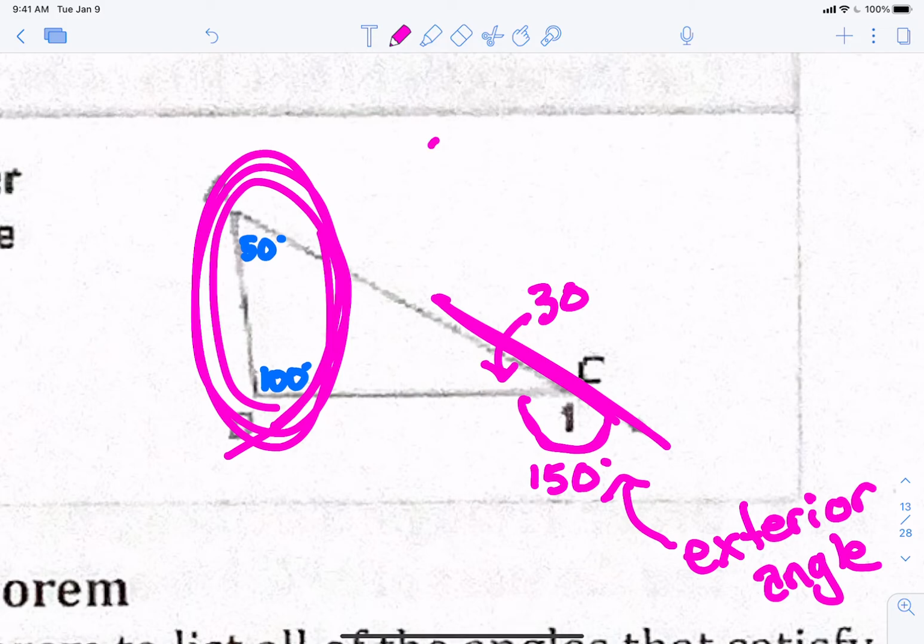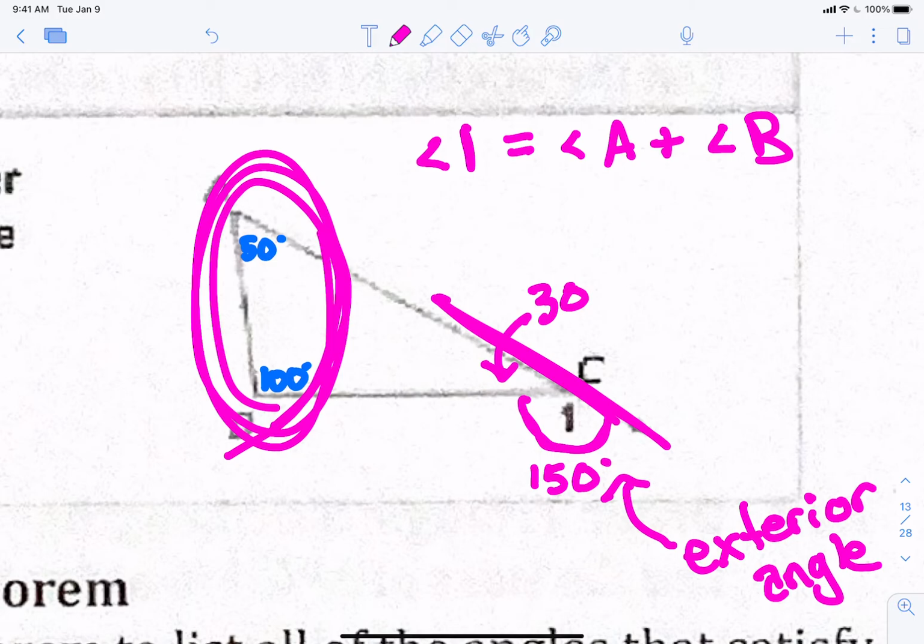So I'm going to put a relationship with angle 1. Angle 1 is equal to angle A plus angle B. Does that make sense? That's the way that works, always. The exterior one is congruent, the same as the two that it doesn't touch together, right? That's just the way that it works.